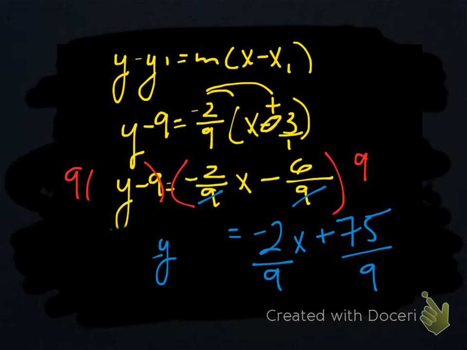9 goes into 75 about how many times? Well, 9 times 8, 72, right? And 9 times 9 is 81. So it's about 8 whole and a little extra. So it's somewhere between 8 and 9 on the y-axis. And that's the only thing you would have to do if you have an improper fraction. So that is the slope-intercept form, my loves, as long as I haven't made a mistake.